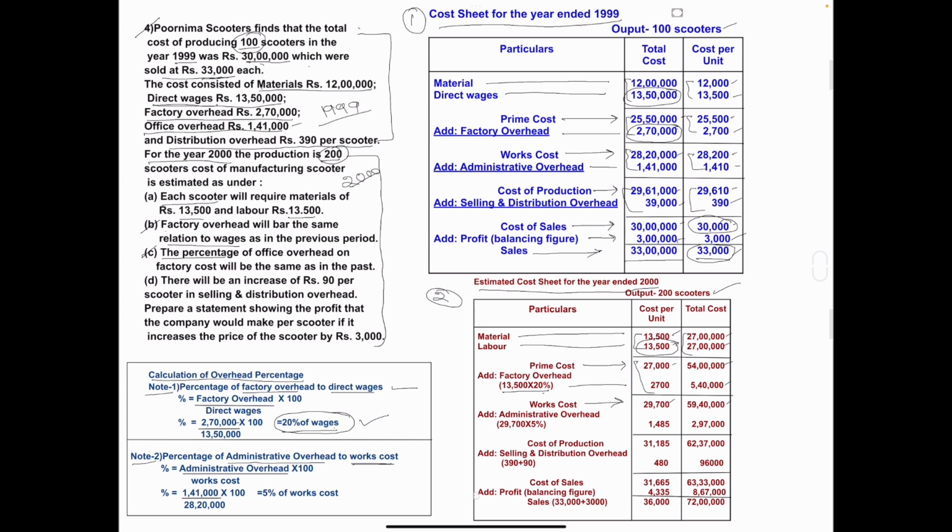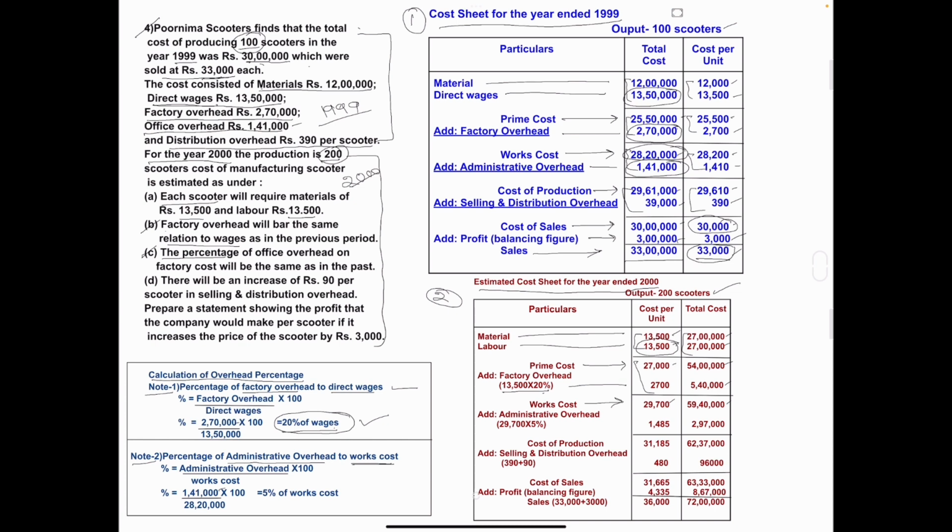So administrative amount is how much in 1999? See the cost sheet. Administrative overhead amount is 1,41,000. Refer to the cost sheet for the year 1999. So the administrative overhead is 1,41,000. Works cost is how much? 28,20,000. See the cost sheet of 1999. The same we will write here. Administrative overhead 1,41,000 divided by works cost amount, that is 28,20,000.